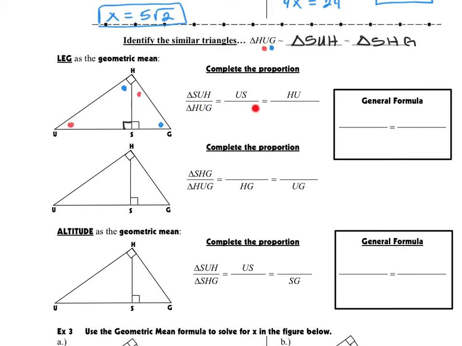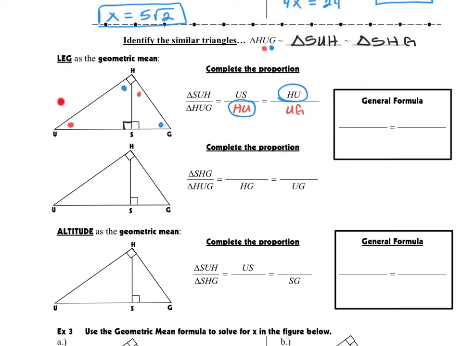And I want us to complete these proportions. So just using our triangle names, we can see that U-S in the triangle on the top corresponds with H-U in the triangle on the bottom. And HU from the triangle on the top corresponds with UG in the triangle on the bottom. Now, what I want you to notice is now when you look at this proportion that the means are the same. That tells us that segment HU is a geometric mean between segment US and UG.